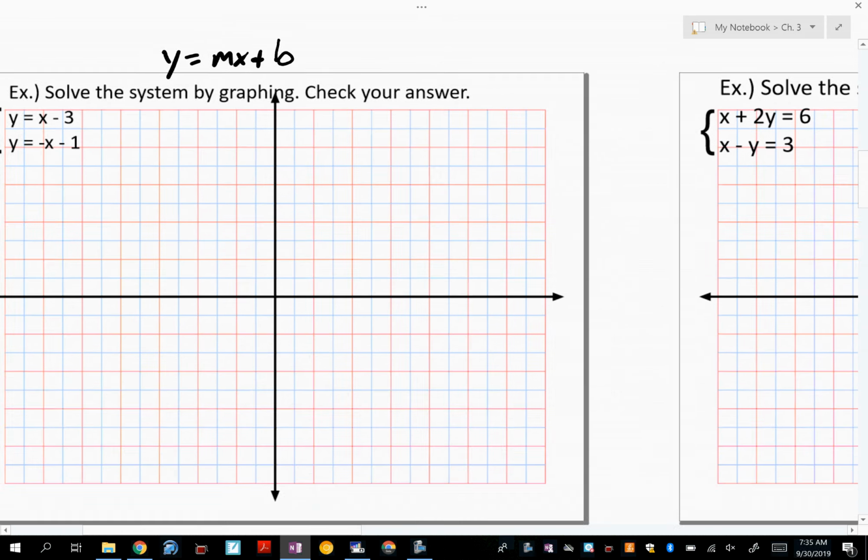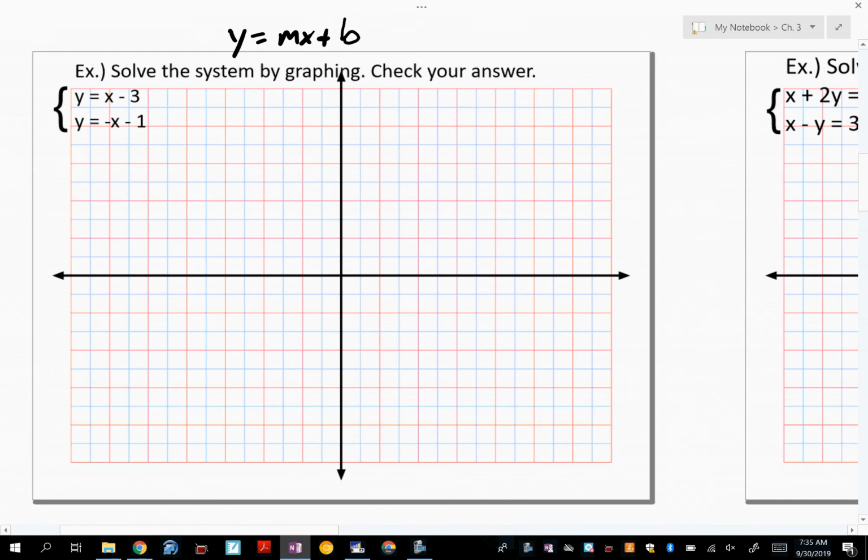First thing you must do is make sure they're in slope-intercept form. So in this first example, they're both in slope-intercept form, so we didn't have to do anything. But you're going to see as you do more problems today that you're going to have to do some work first to get them into slope-intercept form, which we've already practiced in the previous unit. So let's look at the first one.